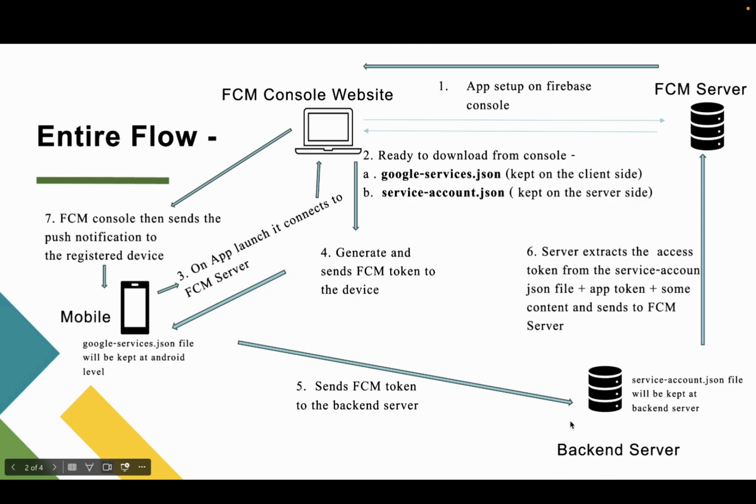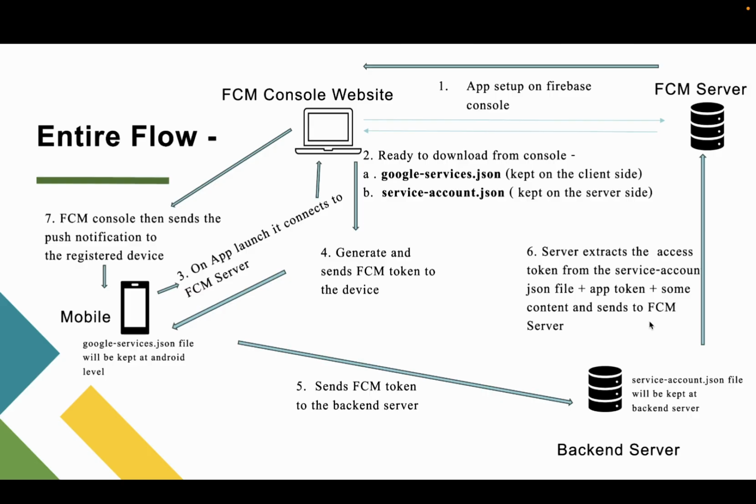So the backend server is going to follow step number 6, which is: the server will extract the access token from the service account JSON file. Remember, the service account JSON file is nothing but the file that was retrieved in step 2 and it was kept at the server always. So that access token would be needed, plus the app token that the mobile device sent to the server against that specific or relevant user ID, plus some content, and sent to the FCM server.